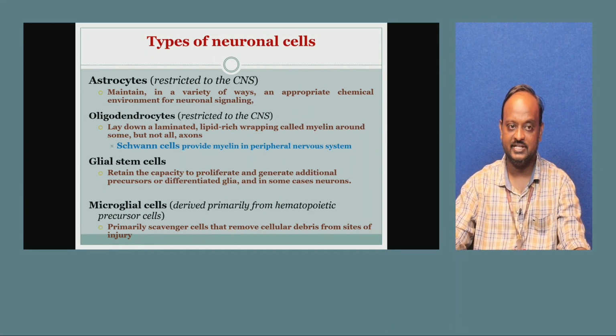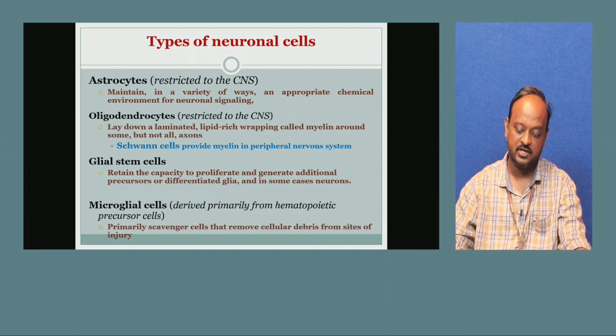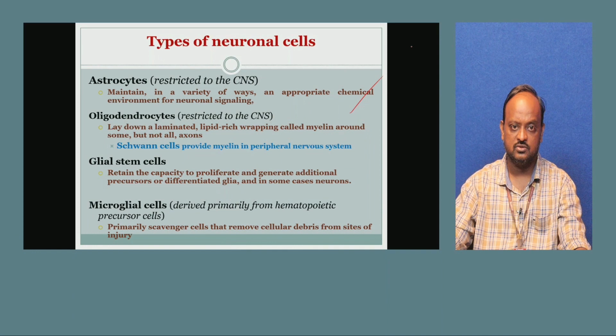There are four major types of neuronal cells. The first one is called astrocytes, the second oligodendrocytes, the third glial cells, and the fourth microglial cells. Astrocytes are very branched structures which are generally present in the central nervous system, inside the brain and spinal cord. They help in rapid transmission of signal inside the brain.